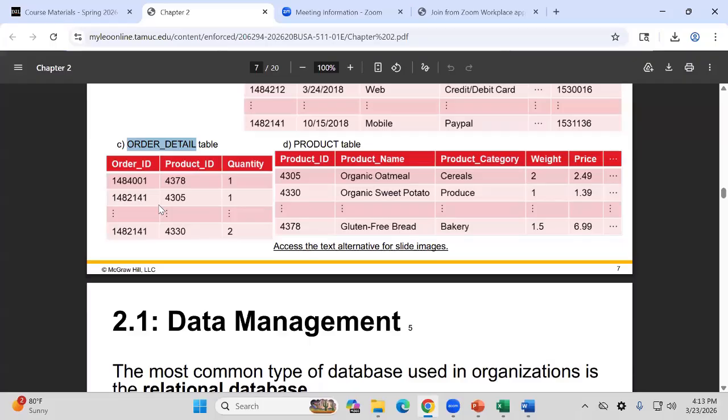This is called normalization. Of course, you don't need to worry about normalization for this course, but at least you need to understand we need to design a database in this way to improve data management and data collection efficiency.